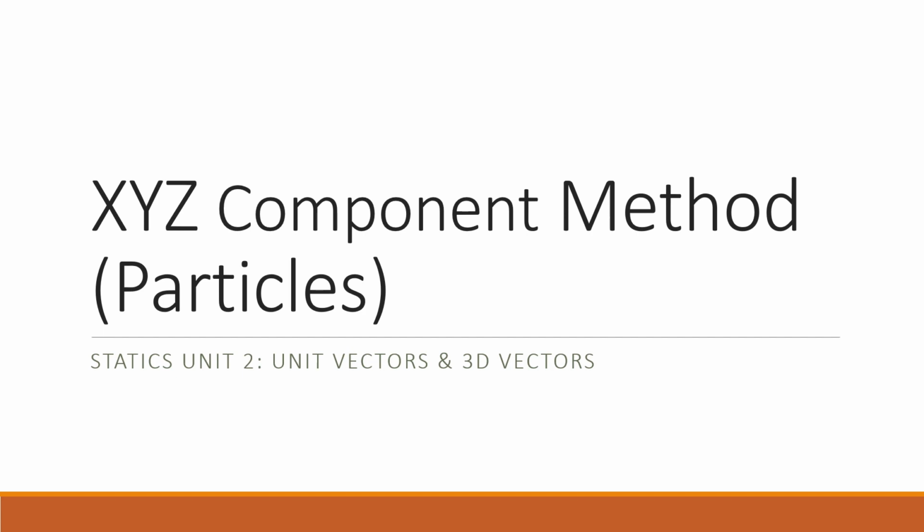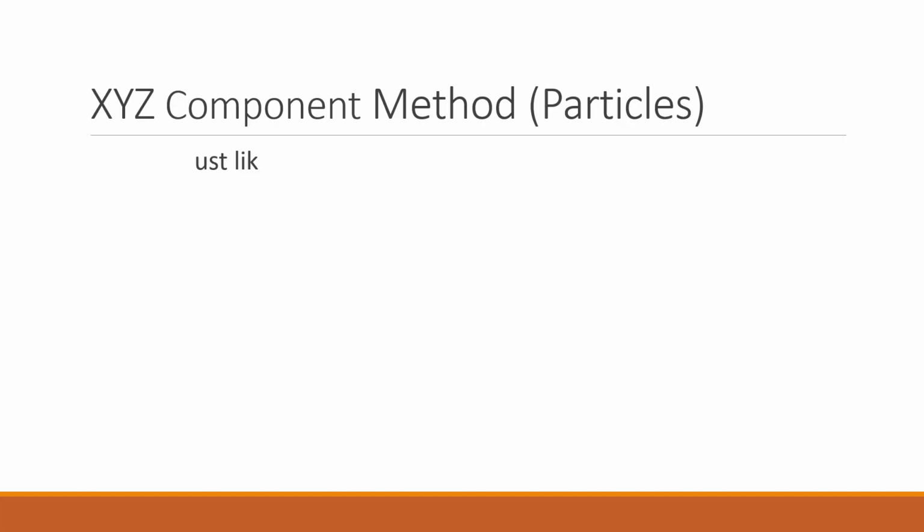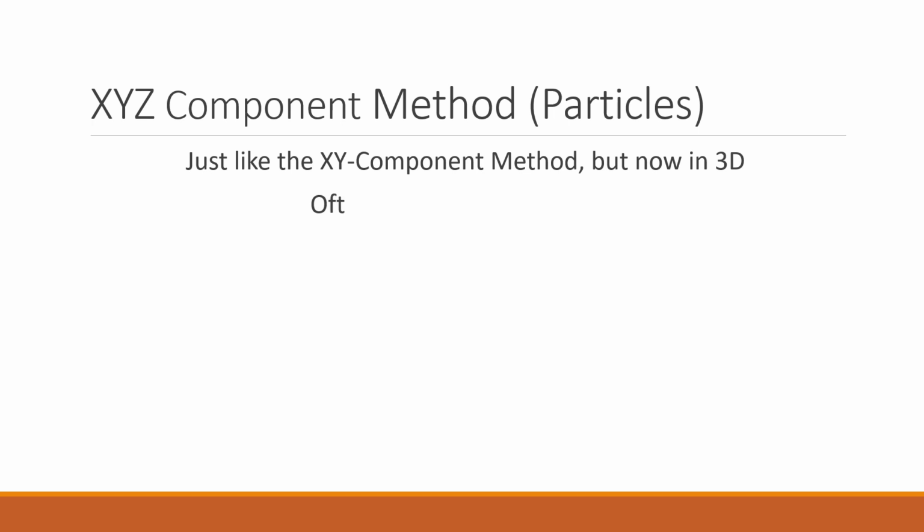The XYZ component method is just like the XY component method, but now we're adding a third dimension to it, right? We're adding that Z or that K direction. We often use the XYZ component method with unit vectors because unit vectors are a way to separate our force magnitudes into X, Y, and Z components to get them into their vector format, right?